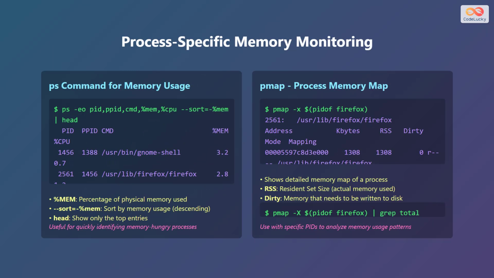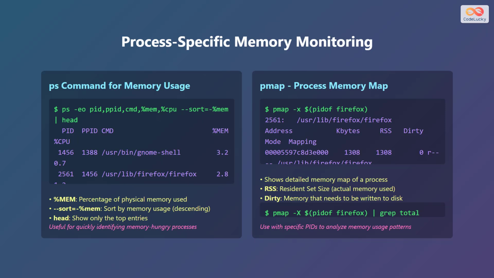Now let's look at monitoring memory usage for specific processes. You can use the ps command to display memory usage by individual processes. Typing ps -eo pid,ppid,cmd,%mem,%cpu --sort=-%mem | head will show the process ID, parent process ID, command, percentage of memory used, and percentage of central processing unit used for the top processes sorted by memory usage. This command is useful for quickly identifying which processes are consuming the most memory.